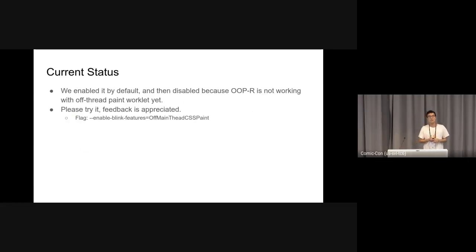So the current status is that we enabled it by default maybe a month ago, and we found there's a bug. It's not working with OOP-R yet. So we are trying to fix that, and then we will be able to ship it again. So please try it. All you need to do is to run Chrome with enable Blink features equals to off main thread CSS paint, and we love your feedback.